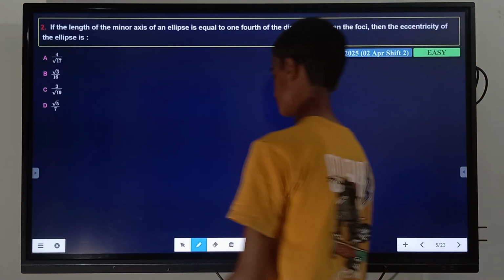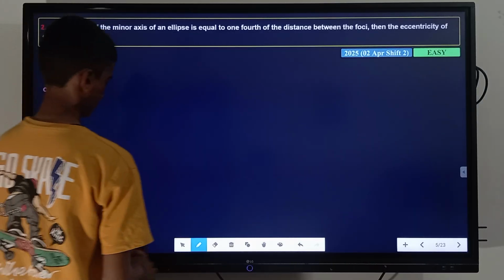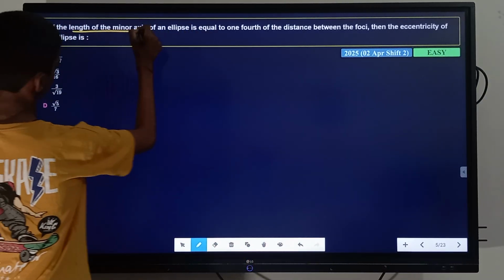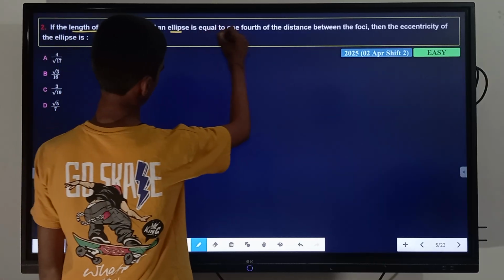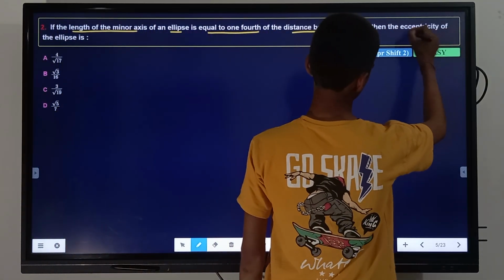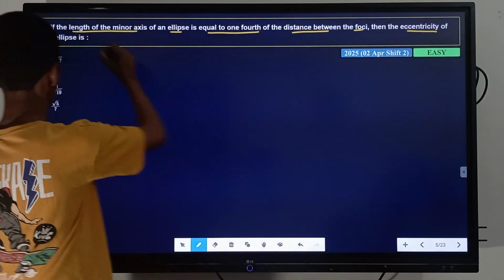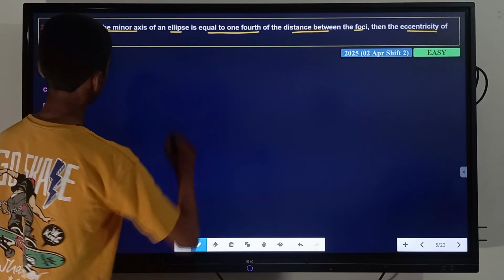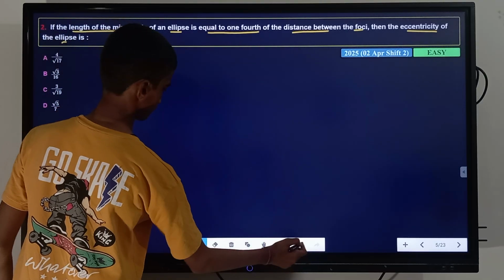Here is our next question. This question says, if the length of minor axis of an ellipse is equal to 1/4 of the distance between the foci, then the eccentricity of the ellipse is. So here length of minor axis.